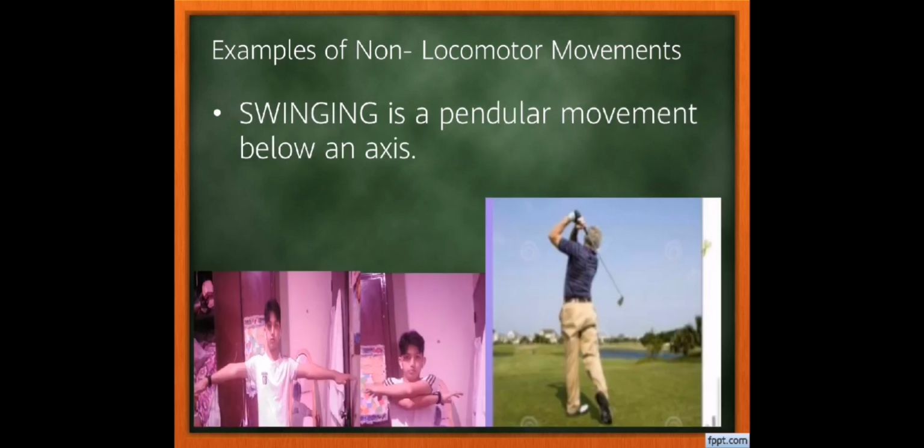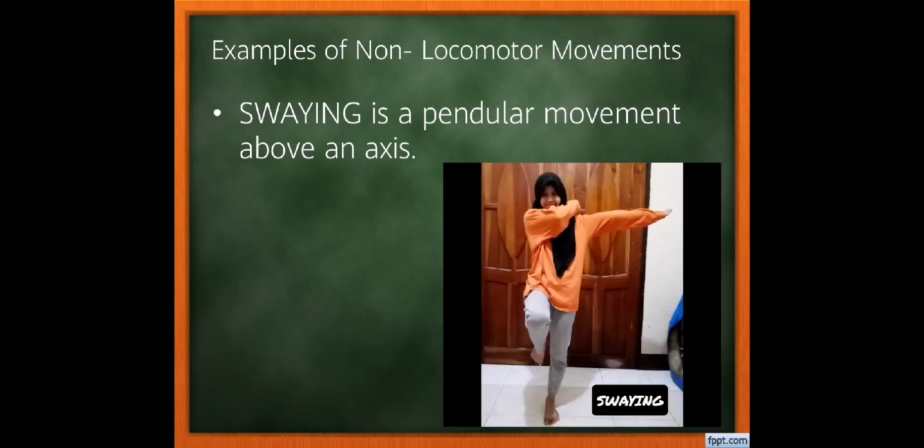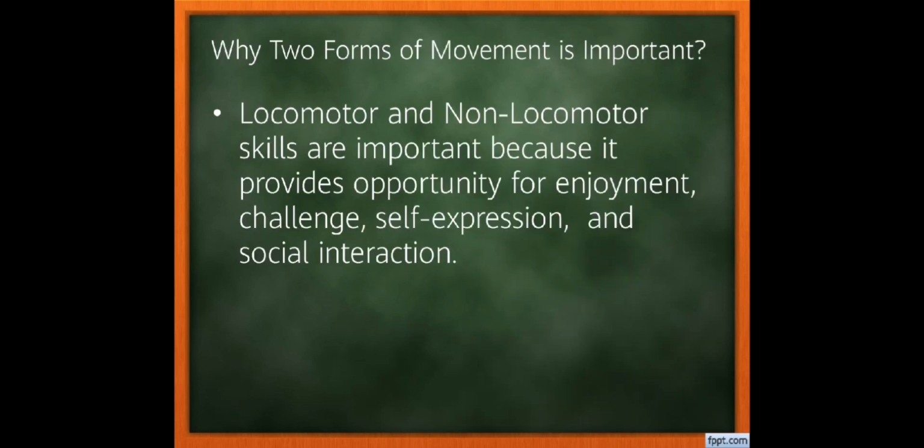Swinging is a pendular movement below an axis. And the last example for the non-locomotor movements is swaying. It's a pendular movement above an axis. Those are the examples for the non-locomotor movements. Why are the two forms of movement important? Locomotor and non-locomotor skills are important because they provide opportunities for enjoyment, challenge, self-expression, and social interaction.